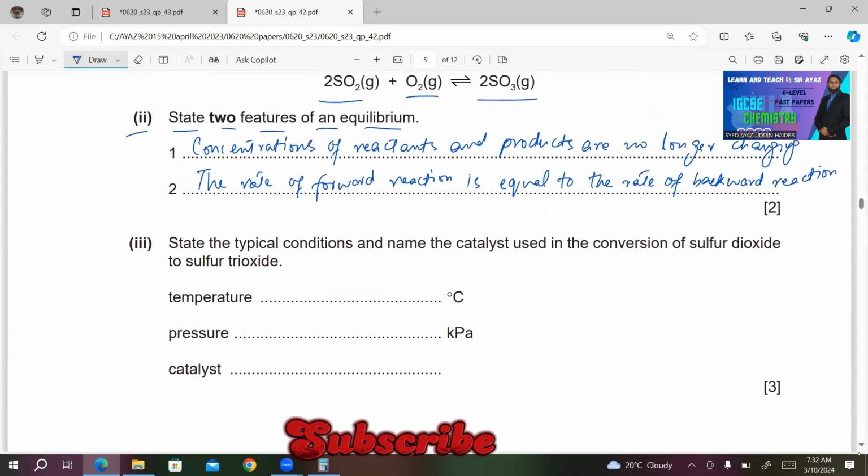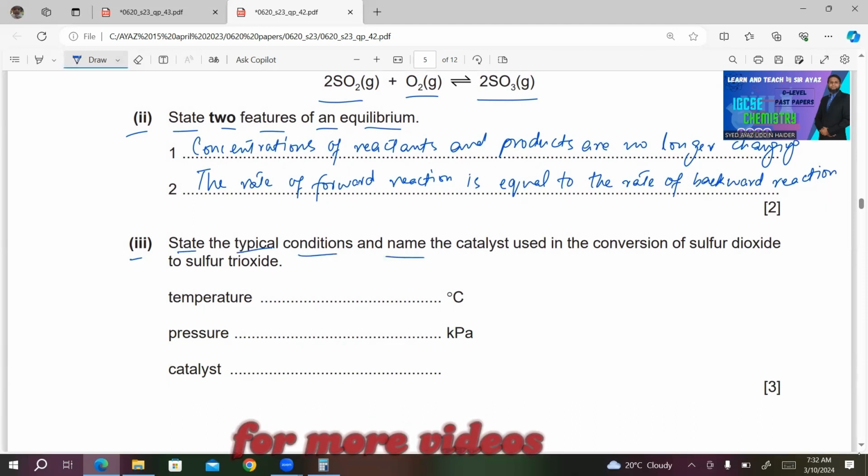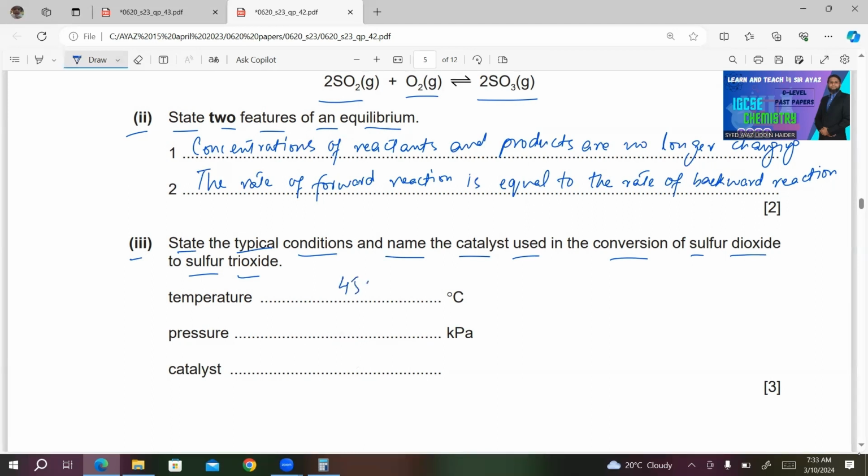Number 3. State the typical conditions and name the catalyst used in the conversion of sulfur dioxide to sulfur trioxide. These are the conditions. We have 450 degrees centigrade as a temperature, and we have 200 kilopascal as a pressure, and catalyst is vanadium 5 oxide.